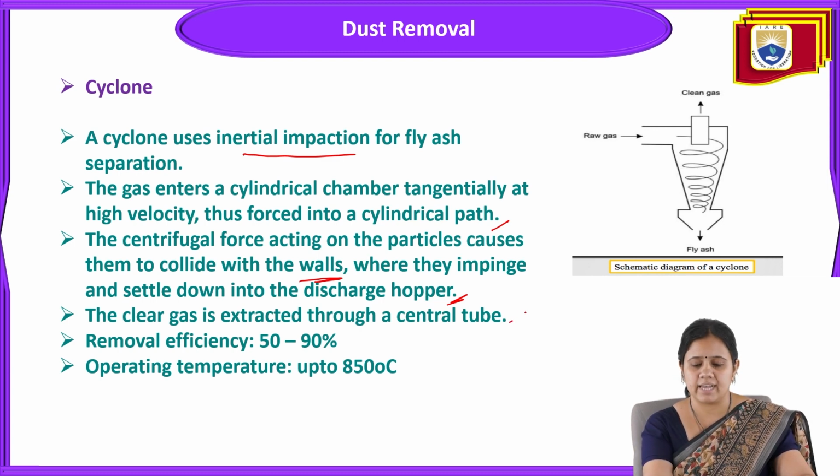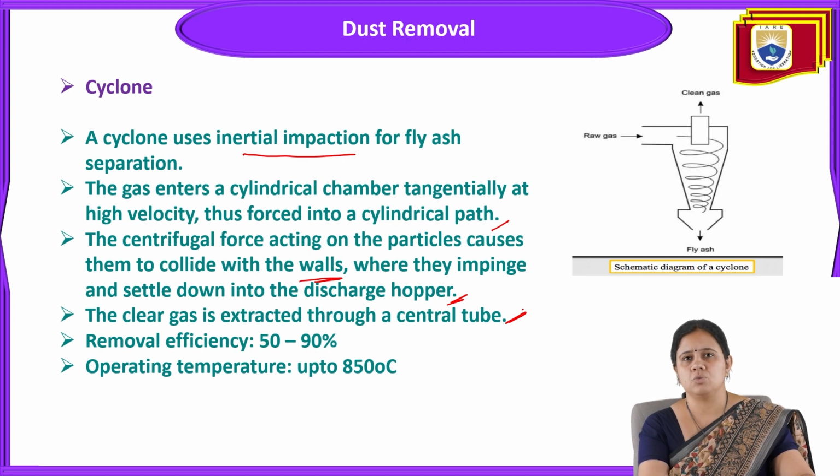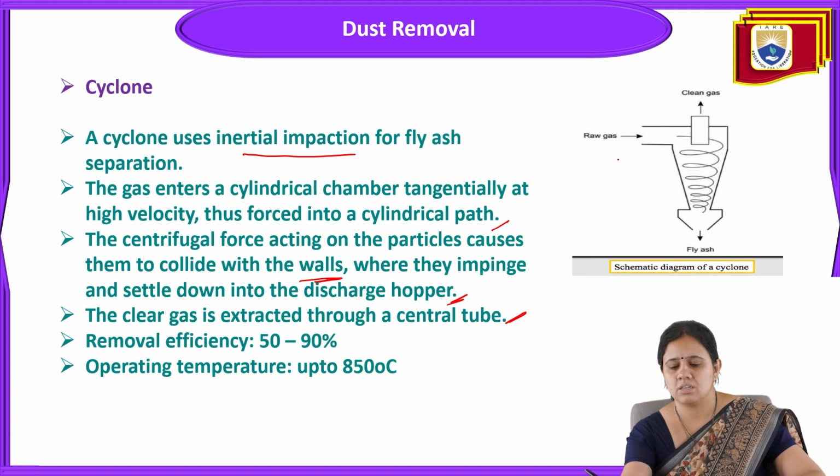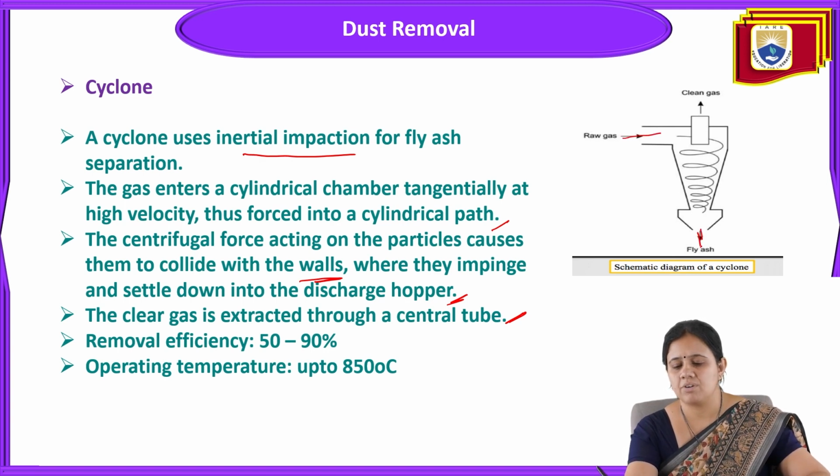The clean gas is then extracted through a central tube. So the raw gas will come from here, and the fly ash will be collected here.